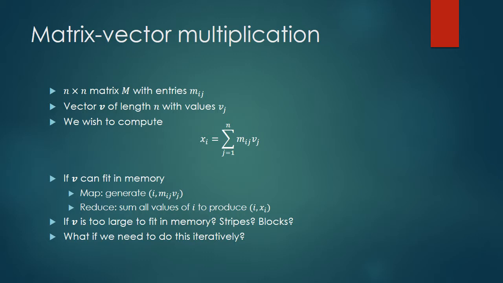So now let's move on to cases that we are more comfortable with. Matrix vector multiplication, right? Think of it almost as one step of your matrix multiplication. We have an n by n matrix with entries mij, and we are given a vector of the same length, n, with values vj, and we need to compute the product of this vector with the matrix. This is a standard expression. The solution is here, but I want you to think about how you would take something like this and map it onto MapReduce.